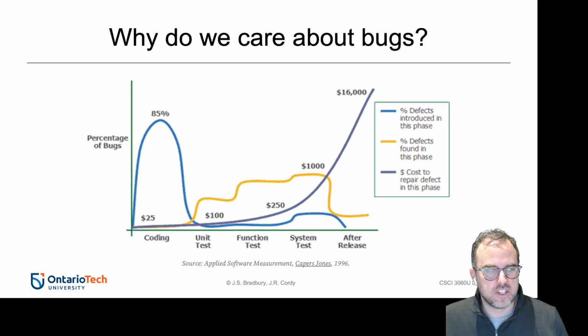Then you get into function testing. You're now testing a little bit larger scale, 250. System testing goes up to 1,000. Why does system testing go up so much more? It's because it's the needle in the haystack issue, really.